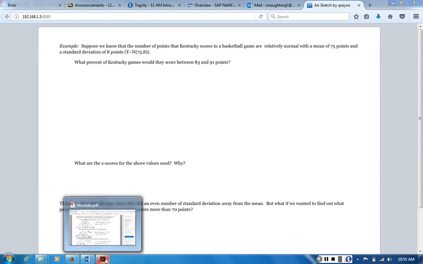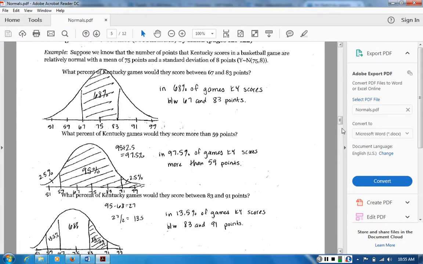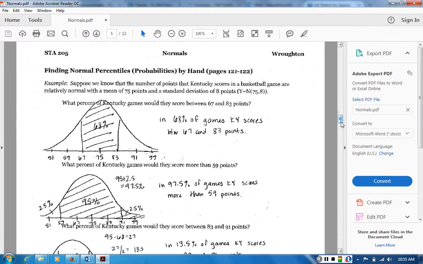I'm going to start by refreshing our minds on where we ended last time. We were working with that 68, 95, 99.7% rule. We had gotten through 2 examples so far, so let me recap those real quick.